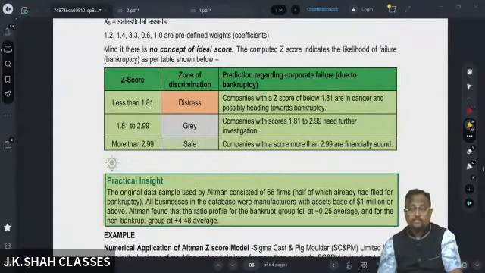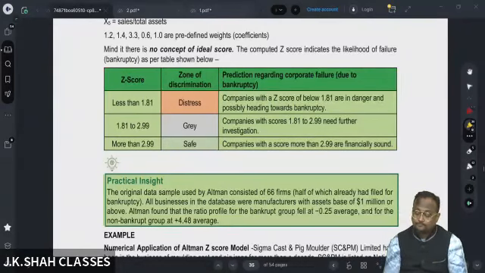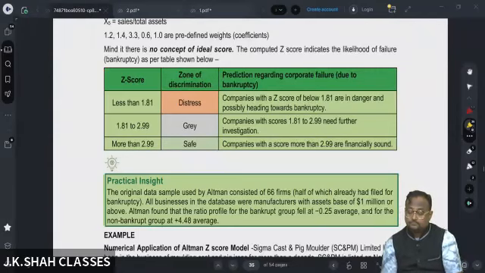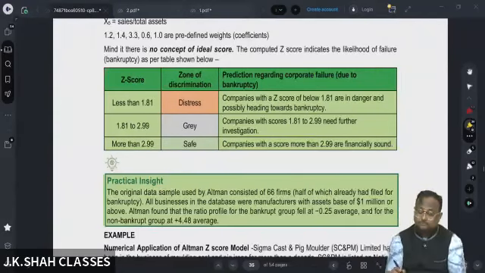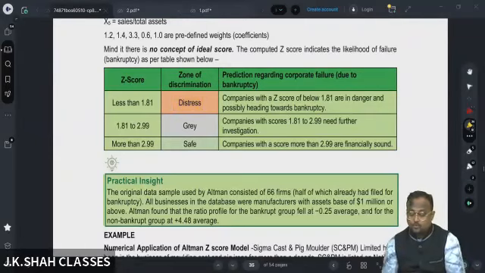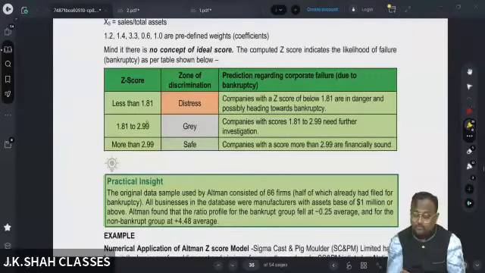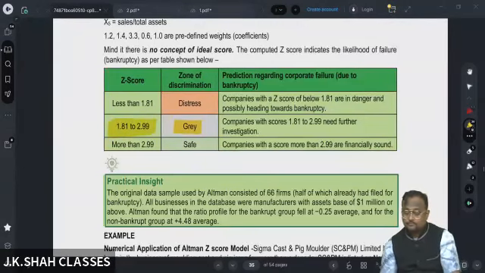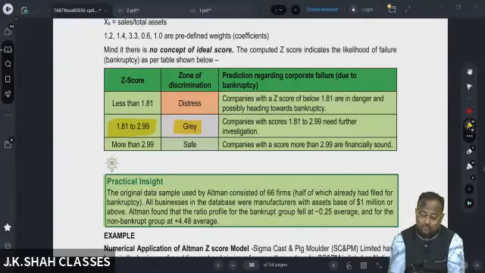Now, if the answer is less than 1.1, you are completely into the distress zone. If your score falls in the middle range, you are quite close. And if your score is more than 2.99, you're safe.